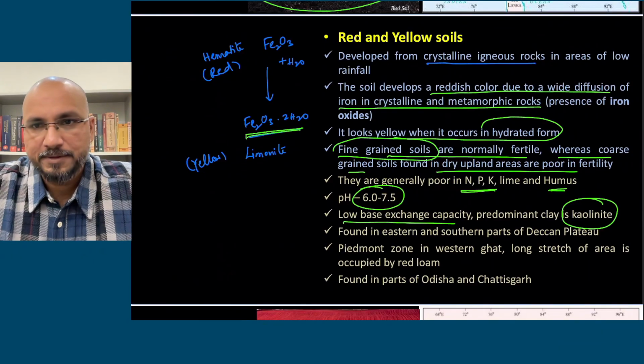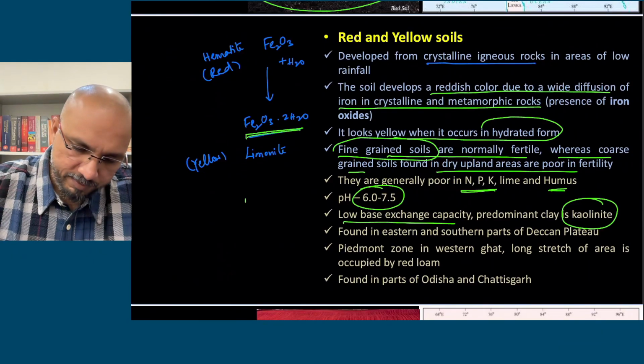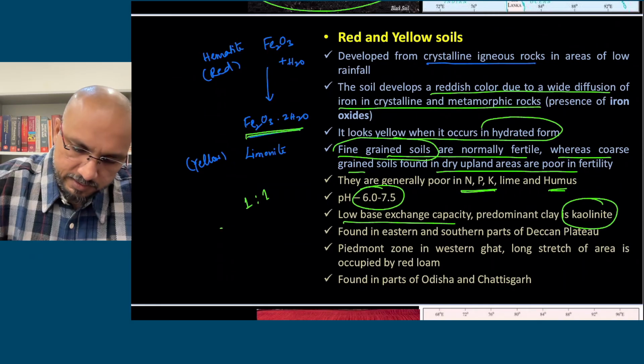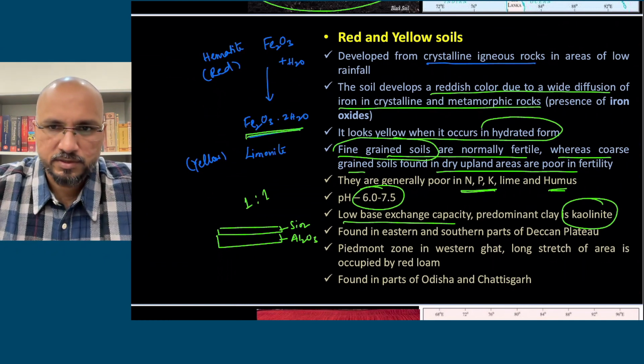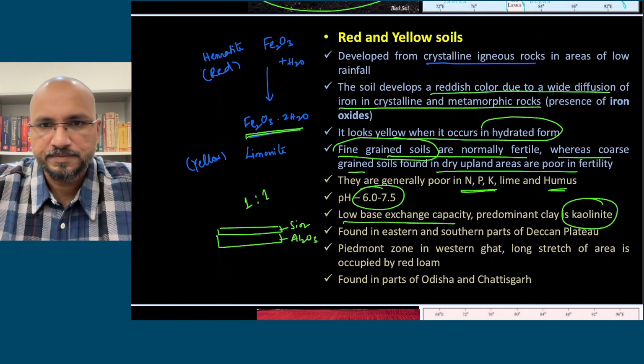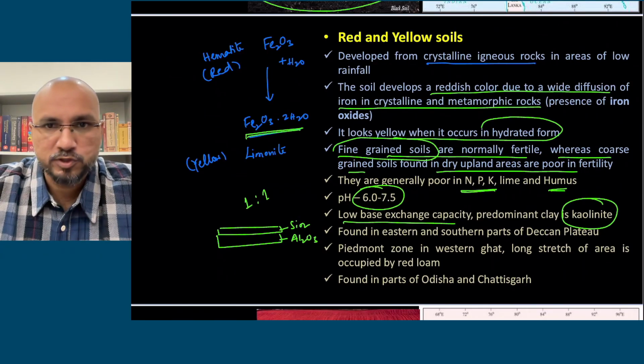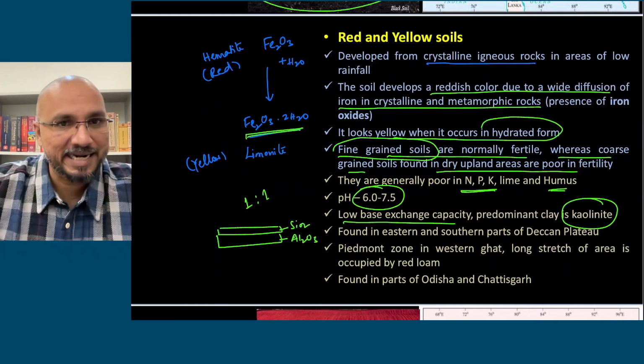So kaolinite, it is 1:1 type of clay, यानी 1 silica tetrahedral layer और एक octahedral layer है. And उसका जो surface area है, it is less. So surface area कम होगा तो negative charge भी कम होगा, total negative charge will be less and it can hold less bases. So kaolinite is the predominant clay and it is non swelling type clay है, पानी absorb करके swell नहीं करता है, unlike your smectite clays.